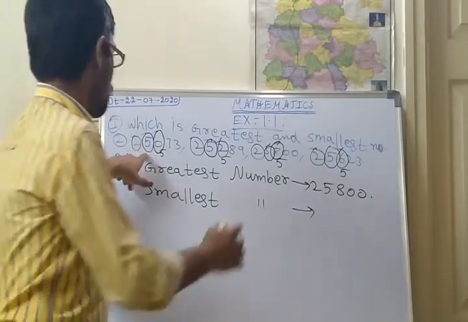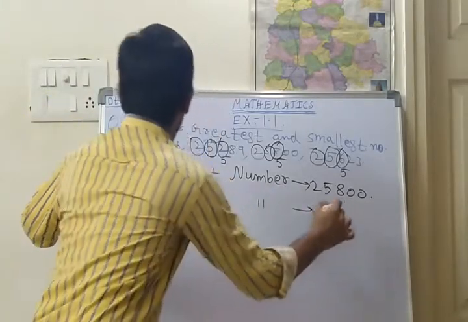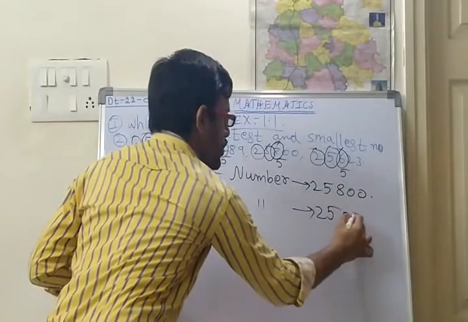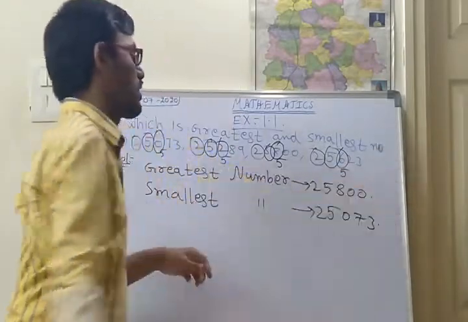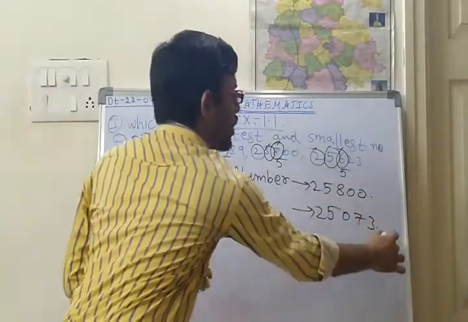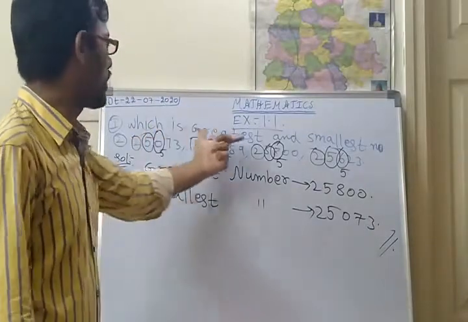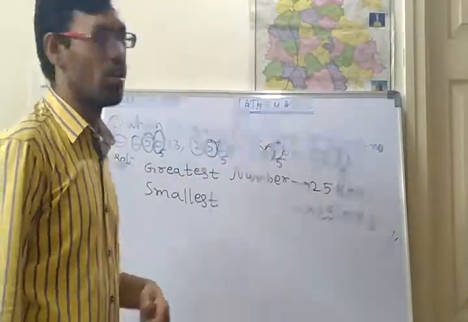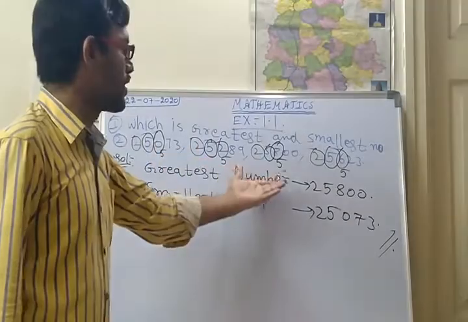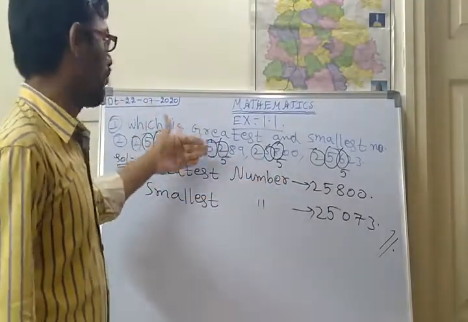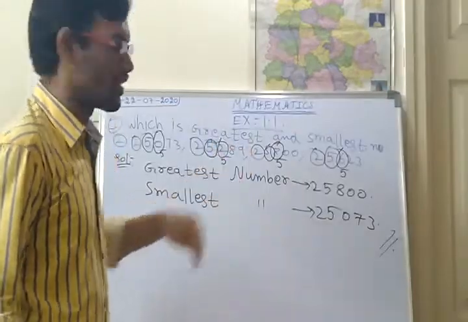So the first number is 25073. This is the smallest number. With this the answer is completed. Like this you should be able to find which is the greatest and smallest number. So directly we have taken the second method, whereas first, with the help of the first method, everyone will say.